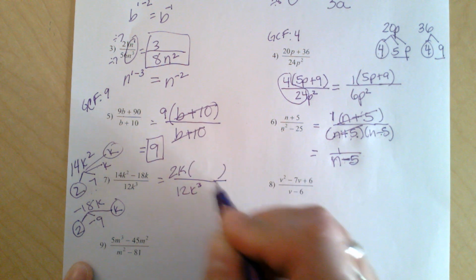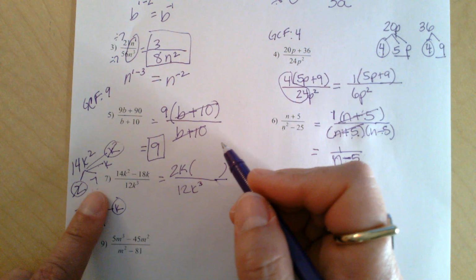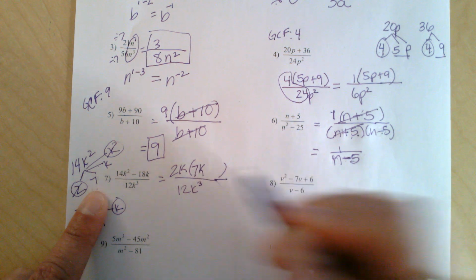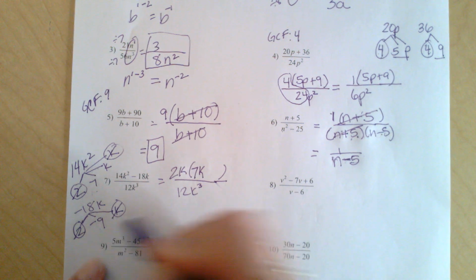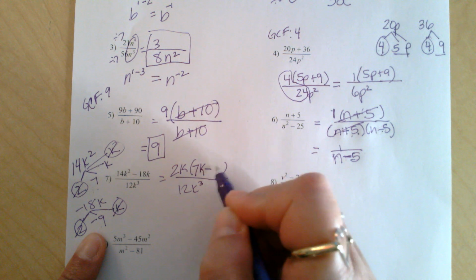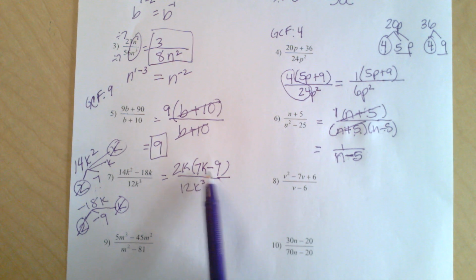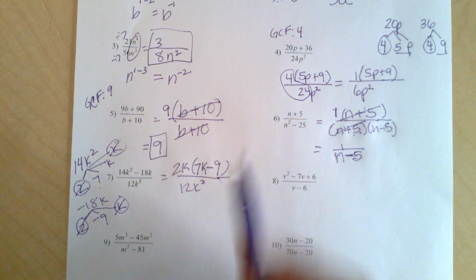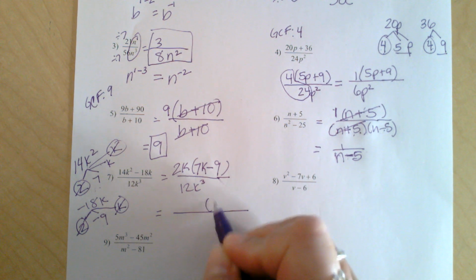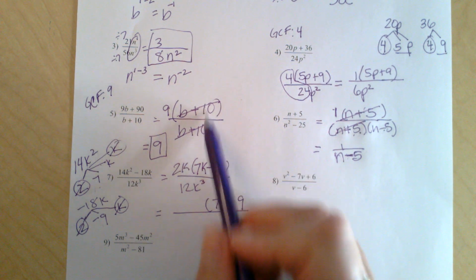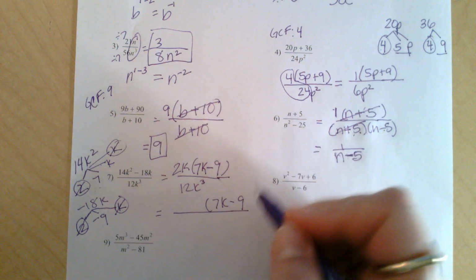So let's see what we have left. So that's out. So what we have left from 14k squared is 7k. That's out. And what do we have left from negative 18k? Negative 9. So that's how you factor it. Now, we don't have a 7k minus 9 down here, so that's actually going to be staying in our equation, 7k minus 9. There's nothing to cross out like here, so that's just going to stay.